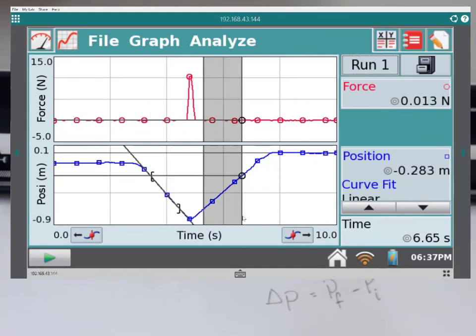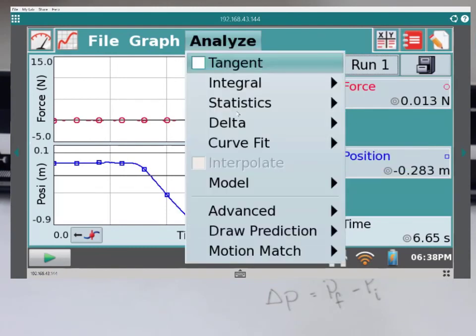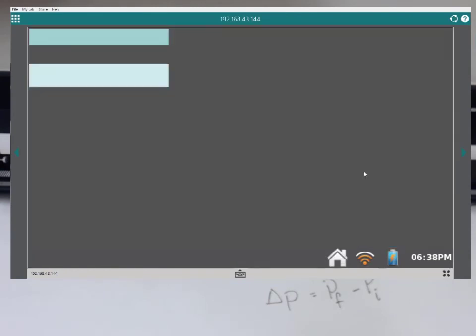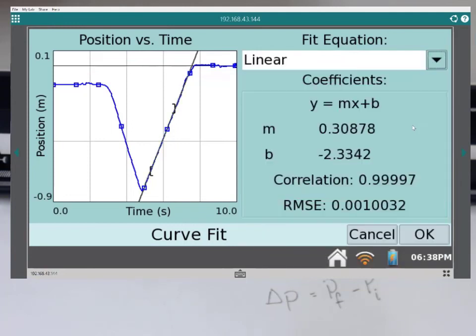Let's look at our final velocity. Moving back in the positive direction. Linear fit. And there is our final velocity given by the slope parameter. Use that to get our final momentum.